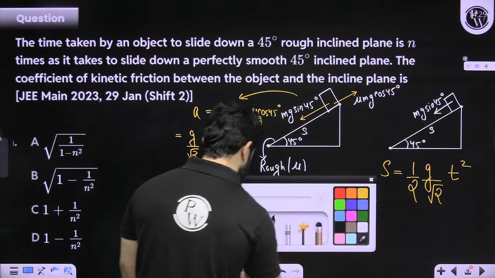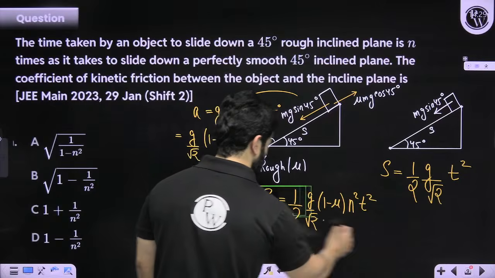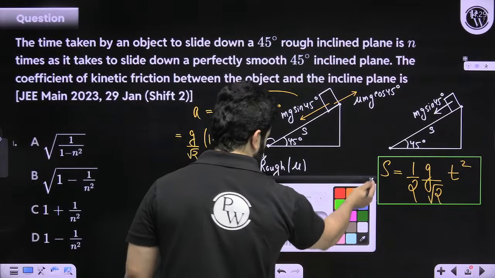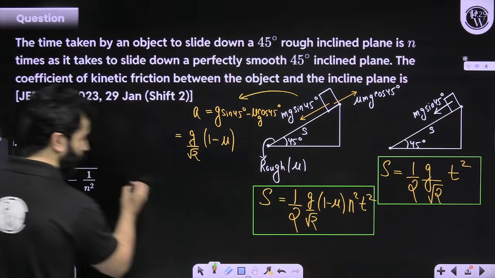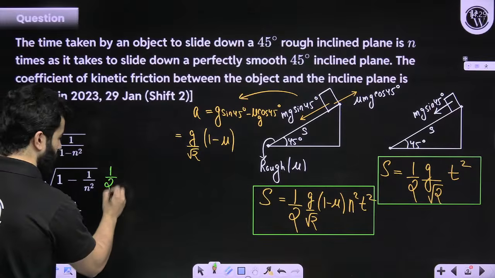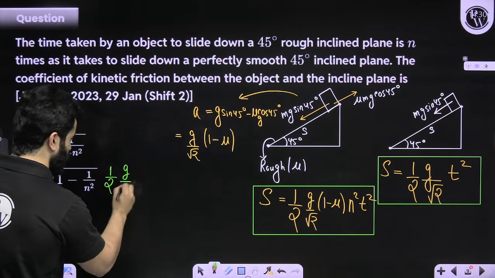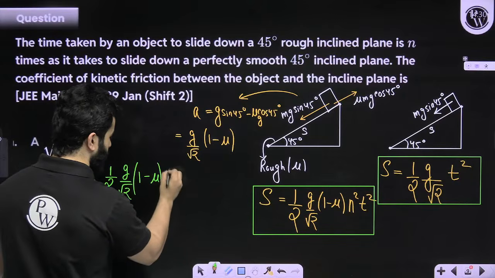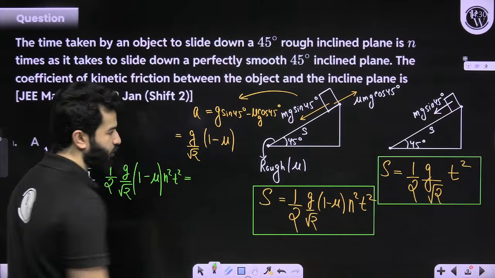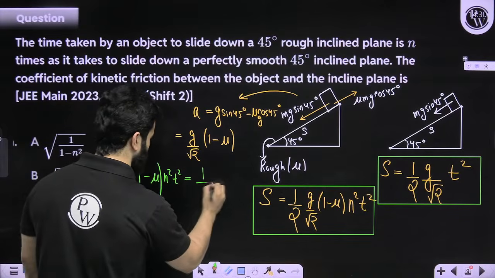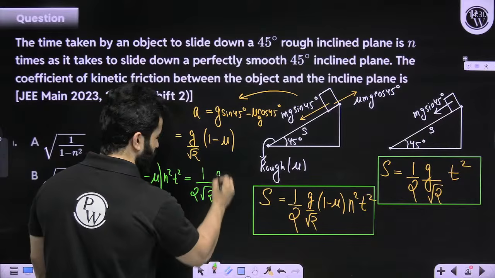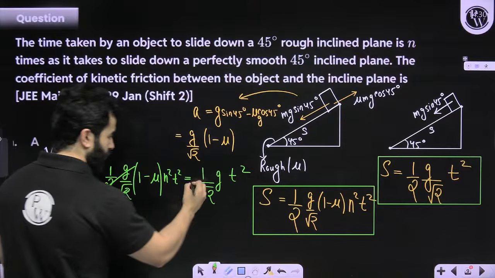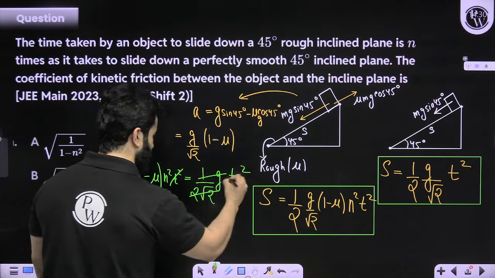Let's equate these two equations, and if you have any doubt, do let me know, my dear friends. If we equate these two equations, we get 1 upon 2 g upon root 2 into 1 minus mu into n square into t square equals 1 upon 2 root 2, g and t square. My dear friends, I can easily cancel out g and 2 root 2, and I can cancel out t square.